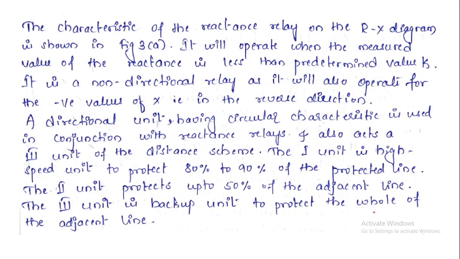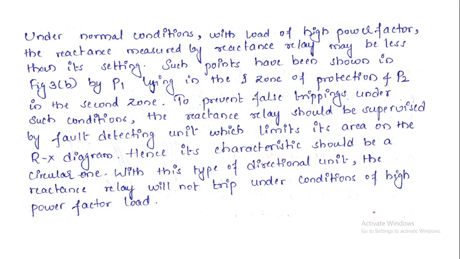The main important thing we need to understand is why it is termed a reactance relay, because it is going to measure the reactance of the line between the 2 points, where the relay is placed as well as where the fault has occurred. Hence the name reactance relay. So, under normal conditions with a load of high power factor, the reactance measured by the reactance relay may be less than its setting. Such points have been shown in figure 3 by P1 lying in the first zone of protection and P2 in the second zone.